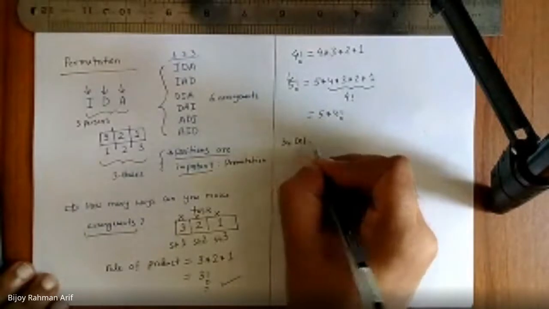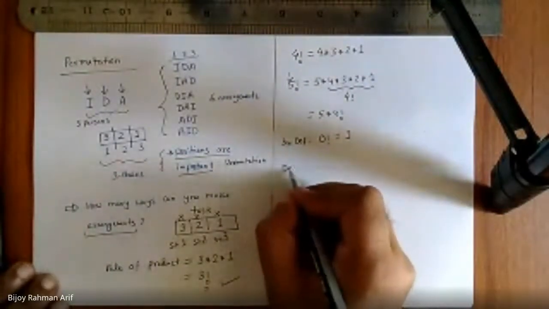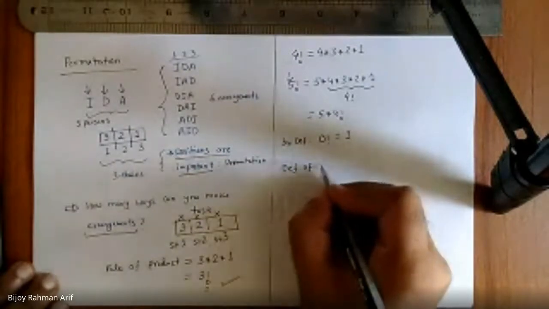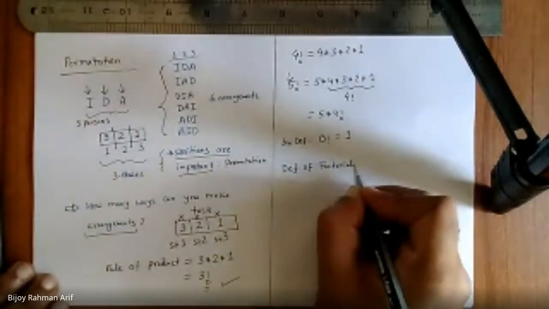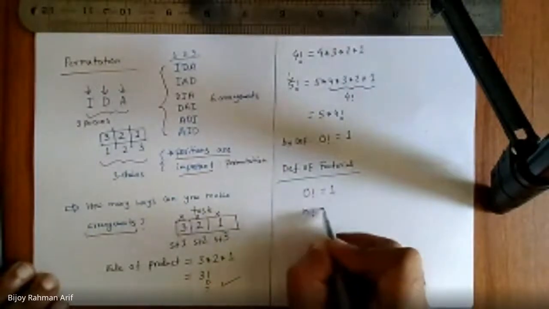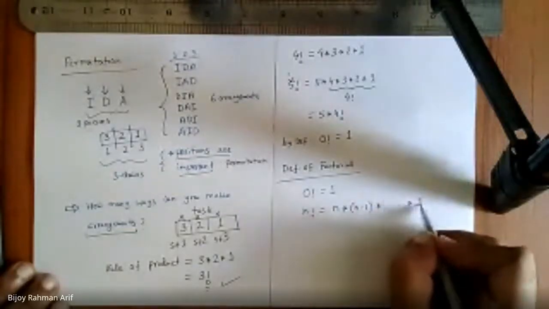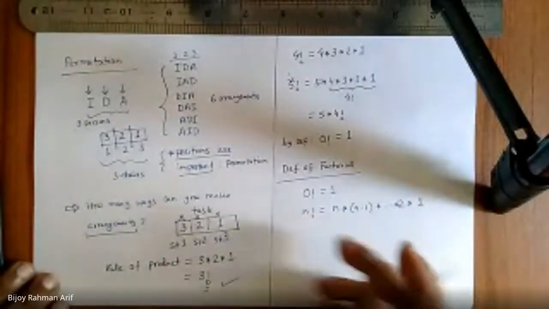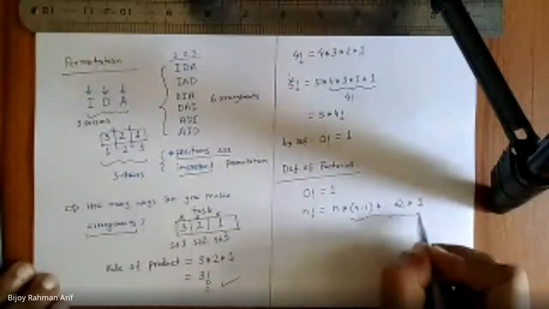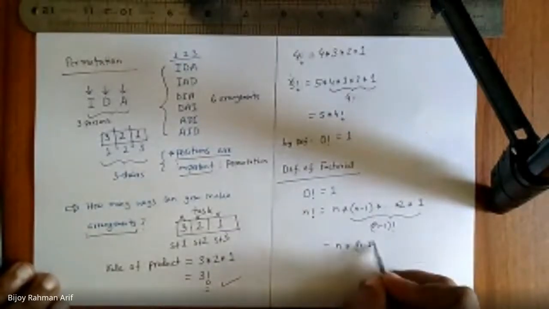And by definition, 0 factorial is considered 1. So let's define the factorial. Definition of factorial: 0 factorial is equal to 1, and n factorial is equal to n star (n minus 1) star ... star 1. Now this part is nothing but (n minus 1) factorial. So it is nothing but n star (n minus 1) factorial.